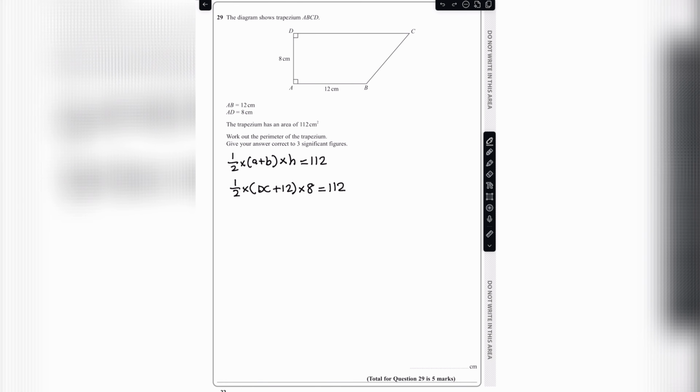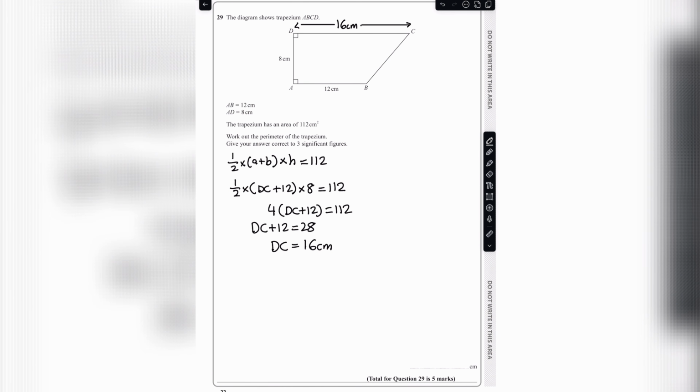And if we simplify the left-hand side, we have 4 times DC plus 12, and that equals 112. So if we divide both sides by 4, we have DC plus 12, and that equals 28. So DC equals 28 minus 12, which is 16 centimeters. And in order to determine the perimeter of this trapezium, we need to work out all the lengths.